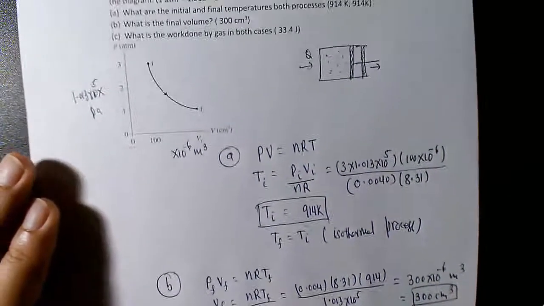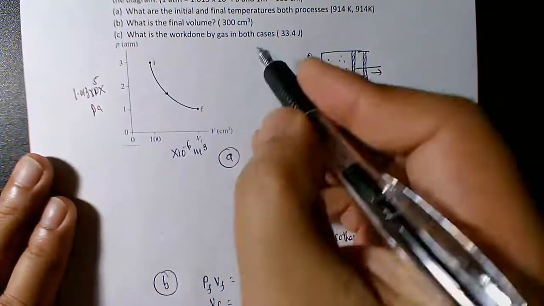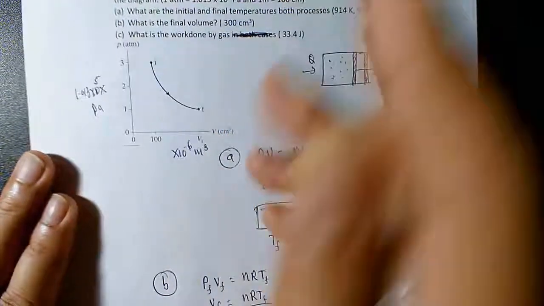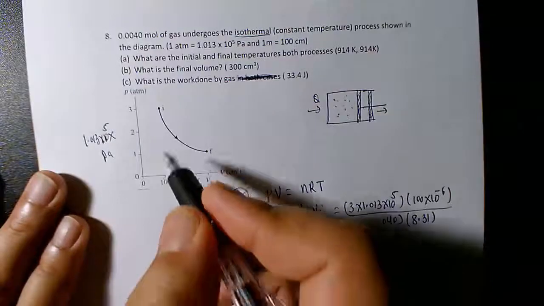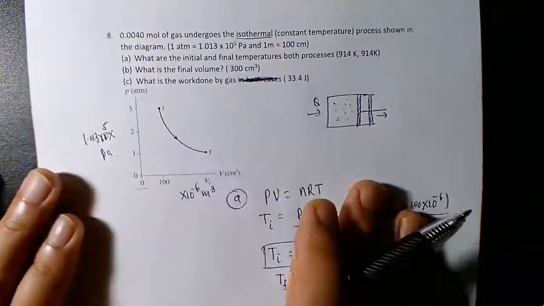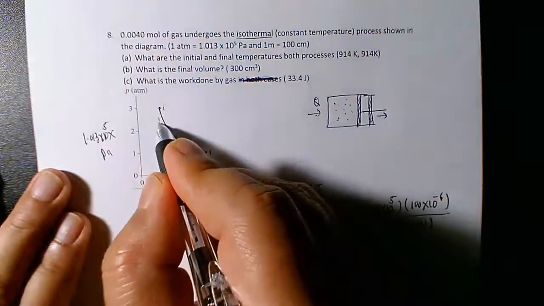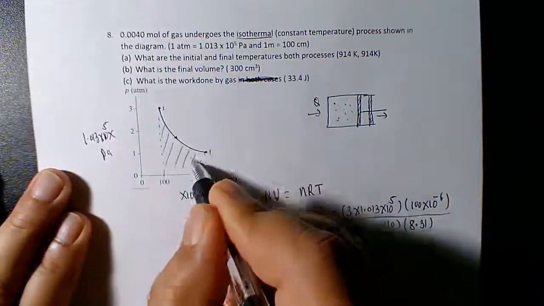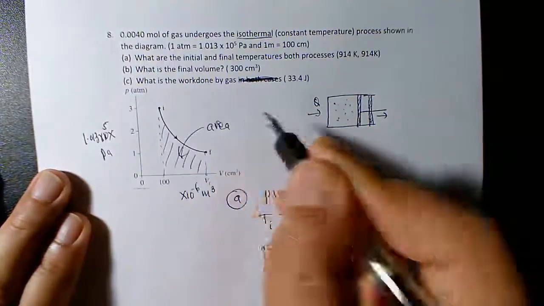Okay, next question is, what's the work done by the gas? It's just one problem. What's the work done by the gas during this process? So remember, this is the isothermal change, and the work done by a gas in any thermodynamic process is just the area under the curve. This work done is just the net area under the curve.